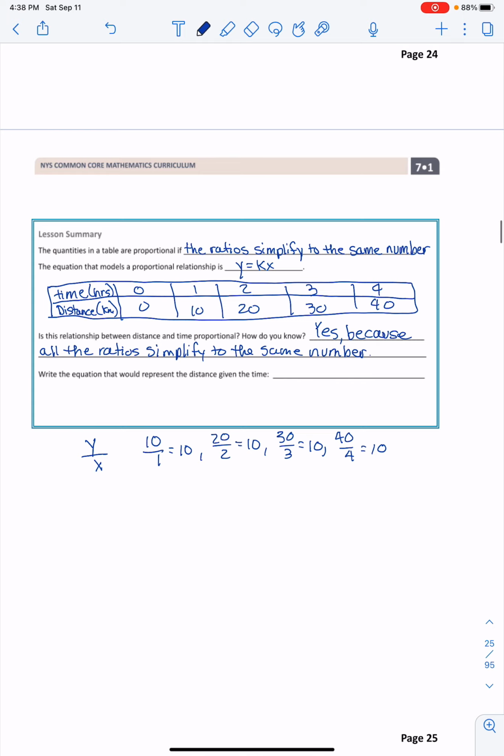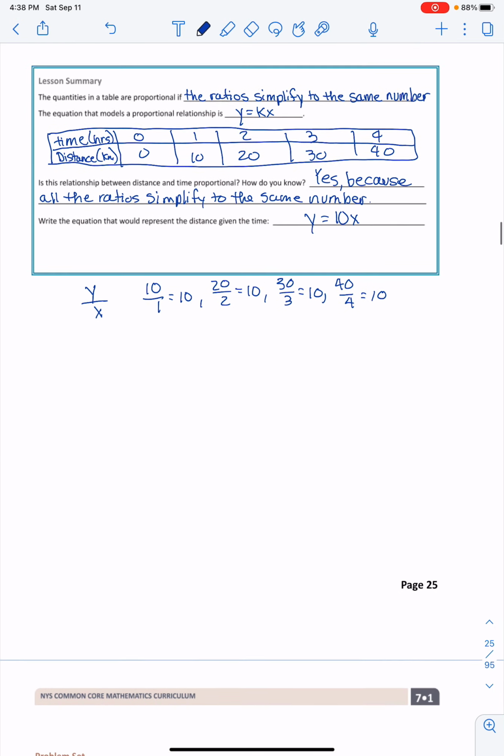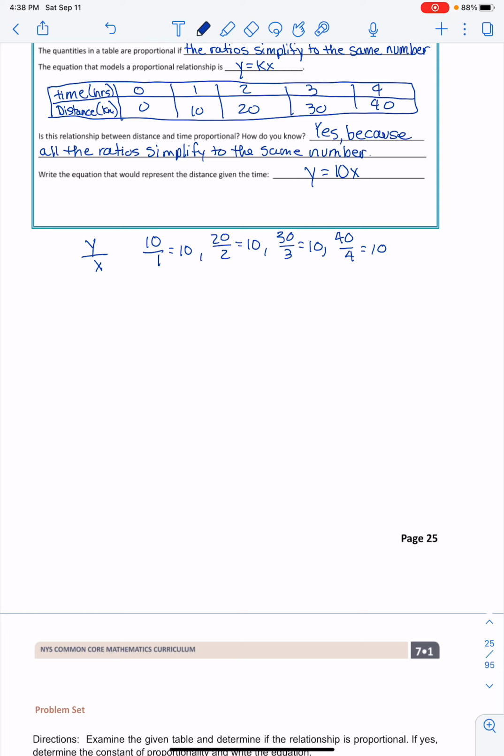It says write the equation that would represent the distance given the time. So y would equal 10x. And this ends our lesson.